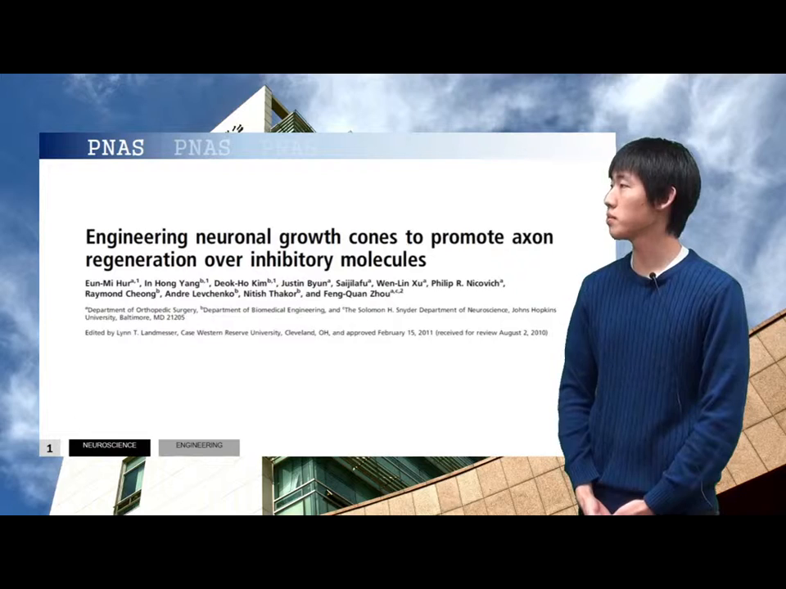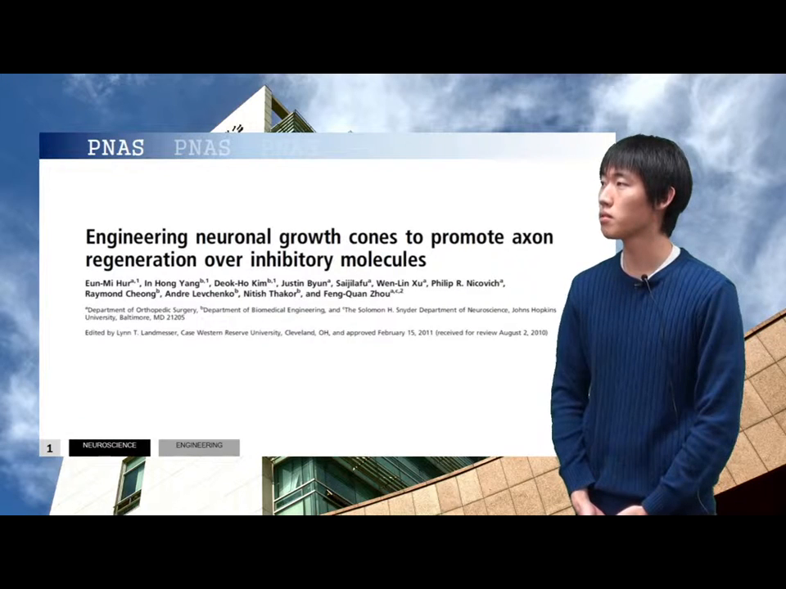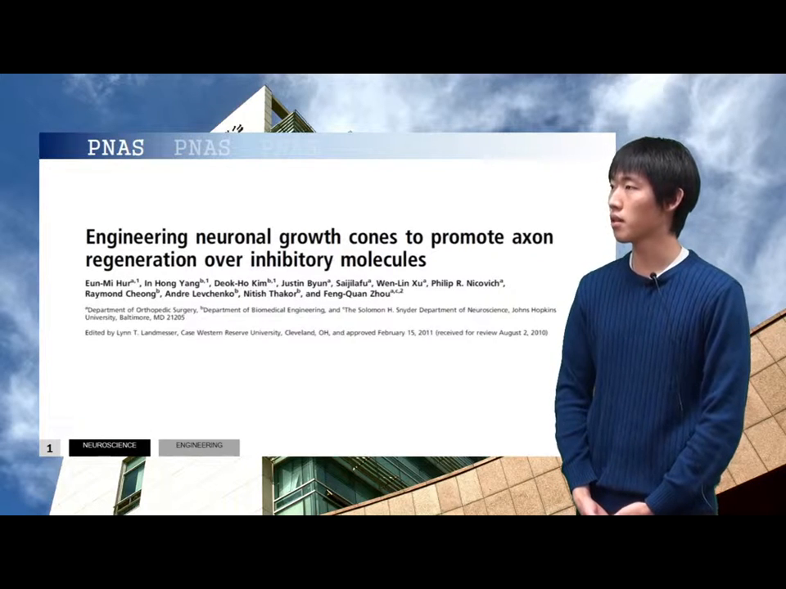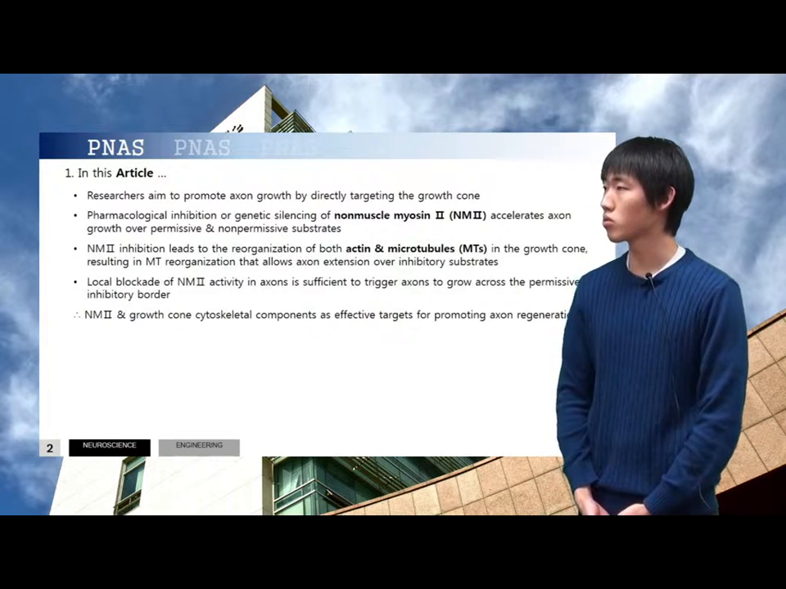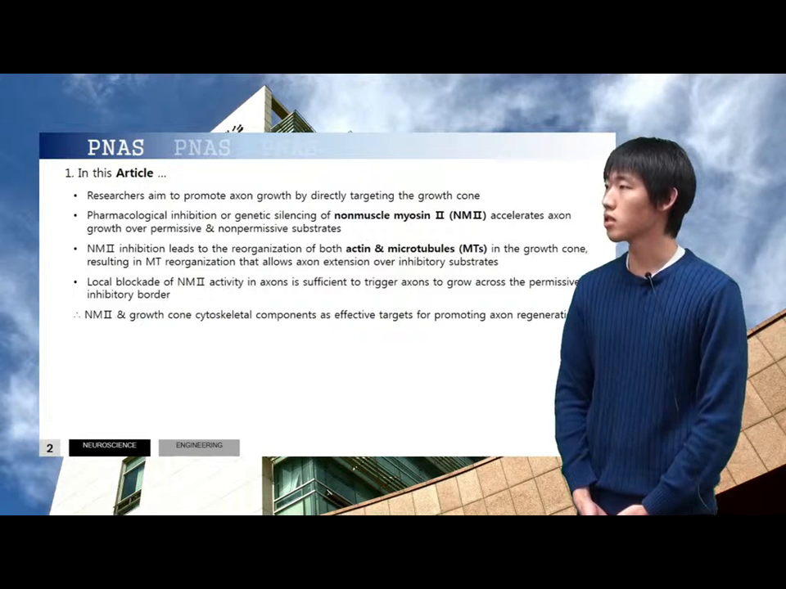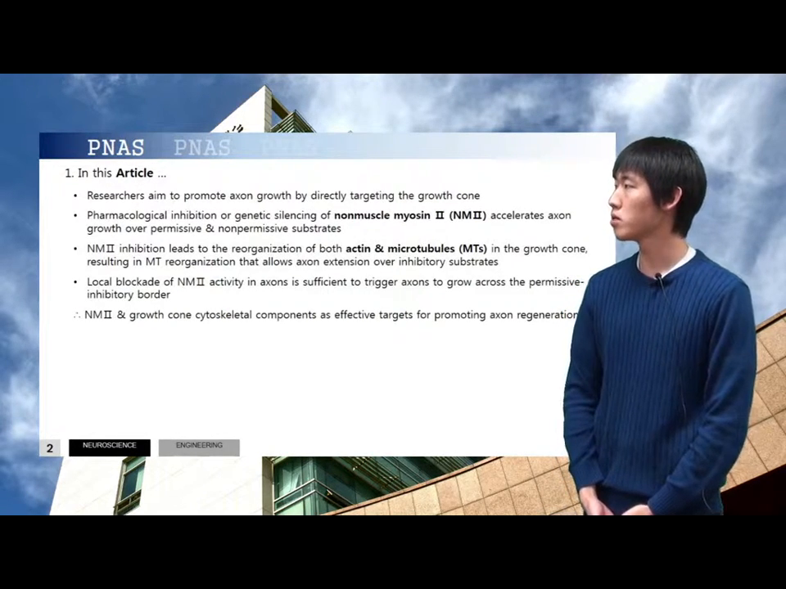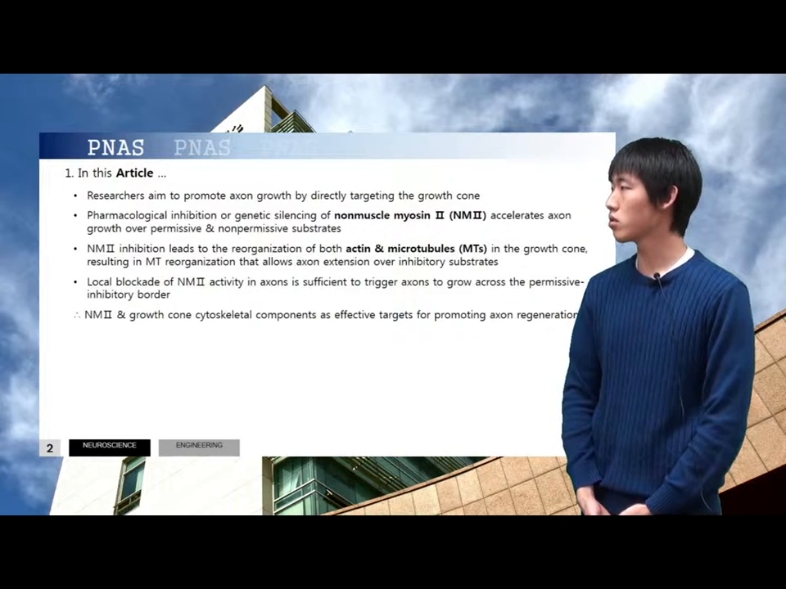The first presentation paper is "Engineering neuronal growth cones to promote axon regeneration over inhibitory molecules," PNAS, 2011. In this article, researchers aim to promote axon growth by directly targeting the growth cone, the machinery that drives axon extension. They focus on non-muscle myosin 2, which powers retrograde actin flow in the growth cone.